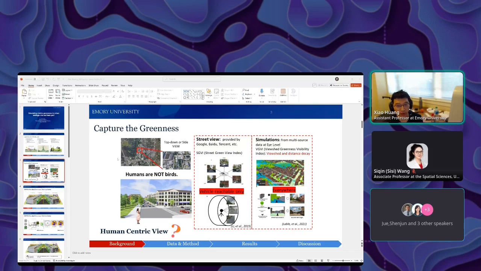In recent years, instead of using the street view data to get the visible greenness distribution, we started to explore human-centric greenness visibility from a simulation perspective by building eyesight simulation models. The advantage of this model is notable. From a simulation model, we can acquire greenness visibility everywhere in a city. So in this study, what we're trying to do is to investigate the performance of the simulation approach.